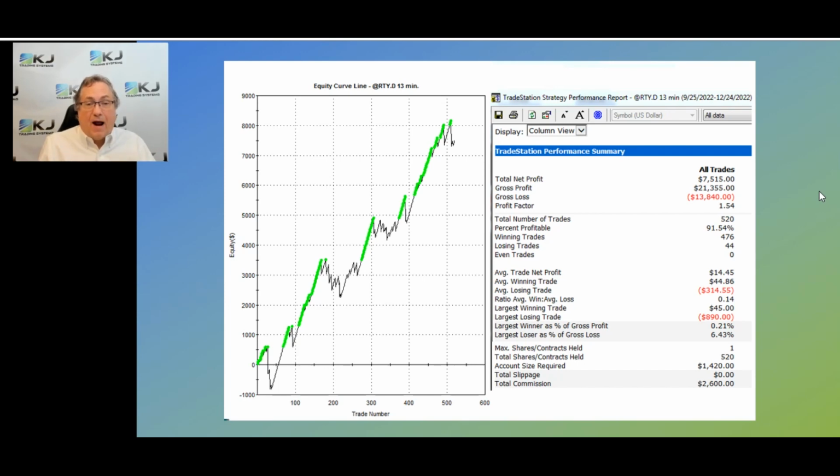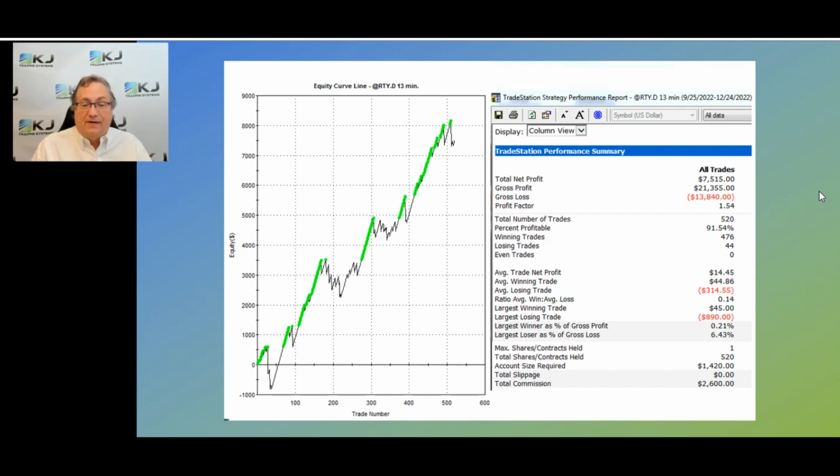If we look over on the right at the performance report, we see the average winning trade's about $45 and the average losing trade is $300 some dollars. So that kind of fits what we're seeing with the equity curve. Now, most of the numbers here, hey, they look pretty decent. You've got a decent profit factor. You've got a lot of trades, over 90% profitable trades. That's really good. But for this type of trading, it was kind of expected. You're getting little profits with big losses.